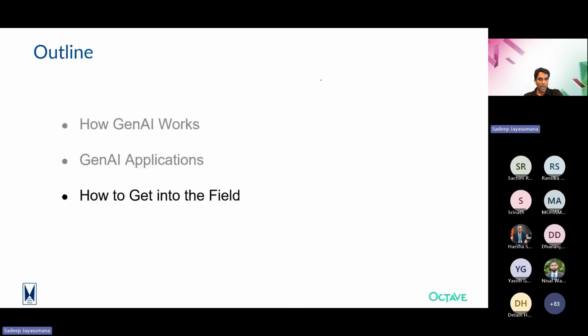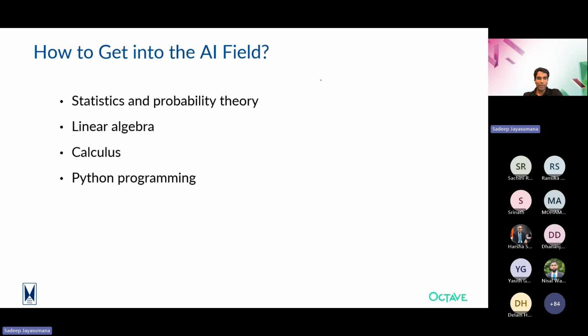But I want to finish with how to get into the field, because that's the question I frequently get from university students and early career researchers. There are a few things that you need to specialize in if you are really serious about data science or AI. Like at OCTAVE, we do a lot of data science and AI, so these are the key competencies or skills we look for as well. And at Google also, when we hired Gen AI or AI researchers, these are the skills we expect from them.